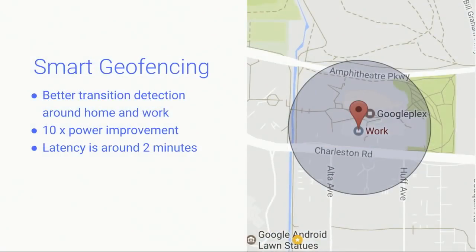So with similar strategy in mind, we also applied very similar changes to geofencing. The responsiveness of geofence will increase from tens of seconds to a few minutes. But the power is going to be 10 times more power efficient than the previous releases. So we also use similar Wi-Fi connection approach and can now provide better transition detection when the user leaves home or leaves work.